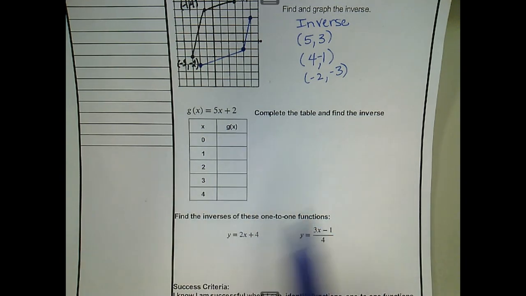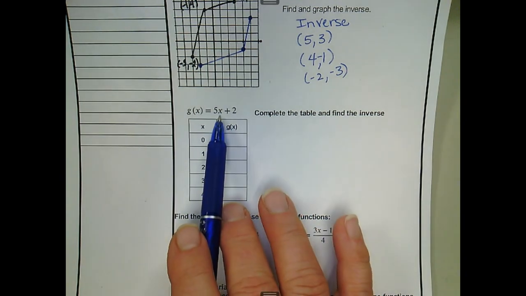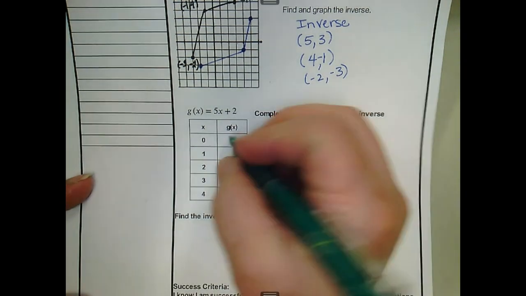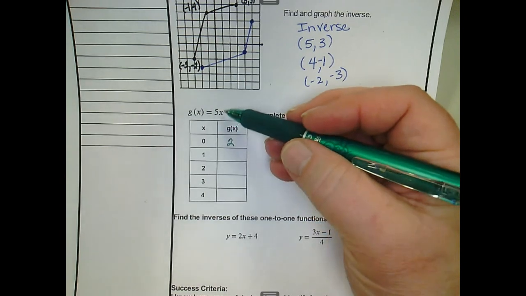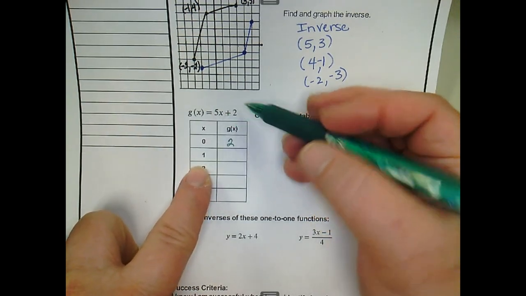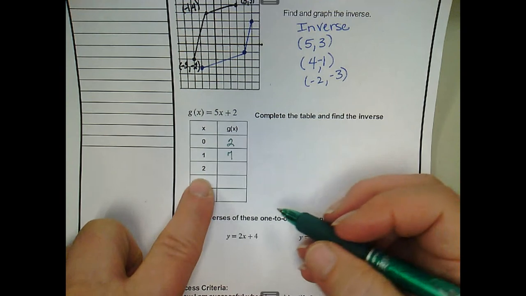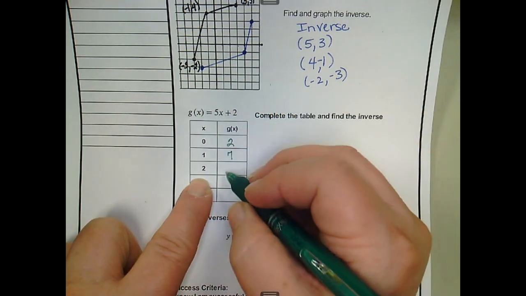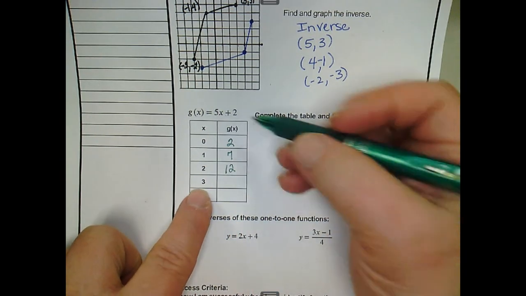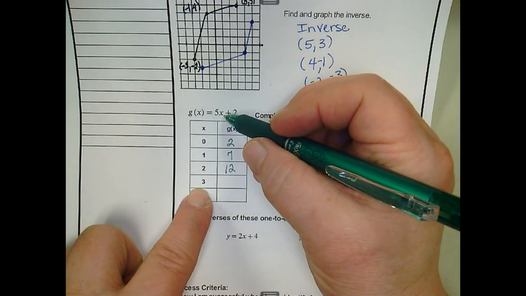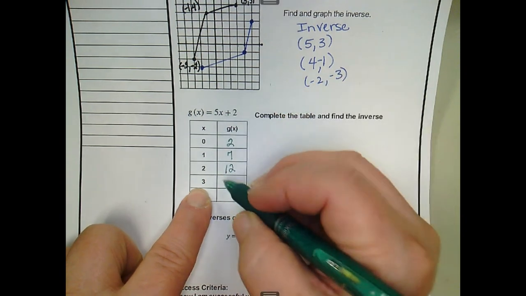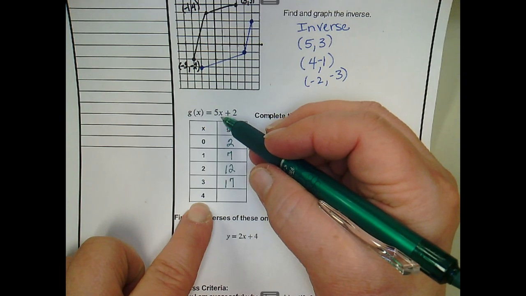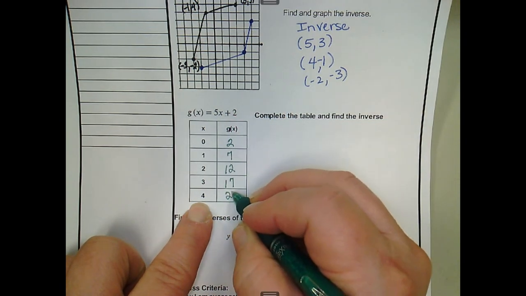So I'm going to put in 0. 5 times 0 plus 2. 0 plus 2 is 2. 5 times 1 is 5, plus 2 is 7. 5 times 2 is 10, plus 2 is 12. 5 times 3 is 15, plus 2 is 17. 5 times 4 is 20, plus 2 is 22.